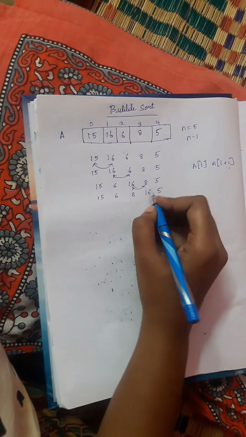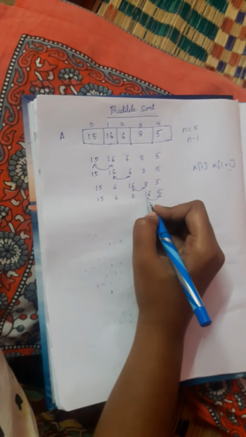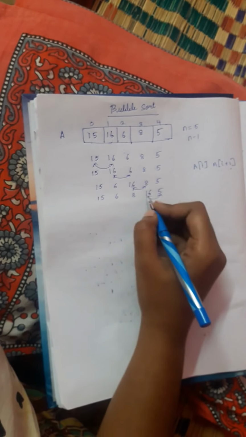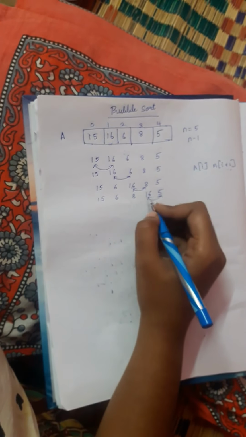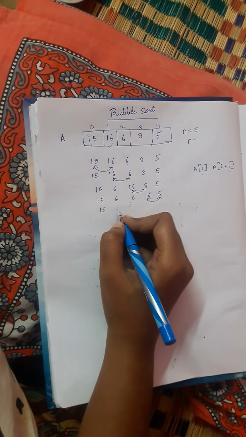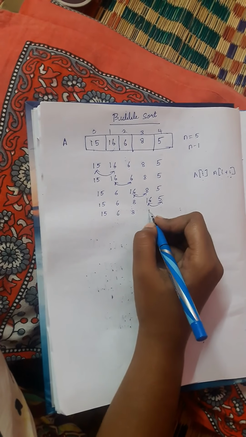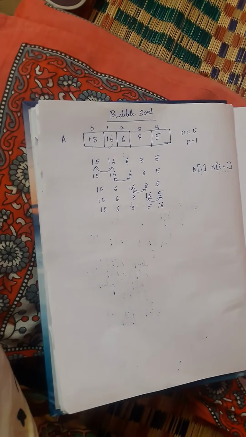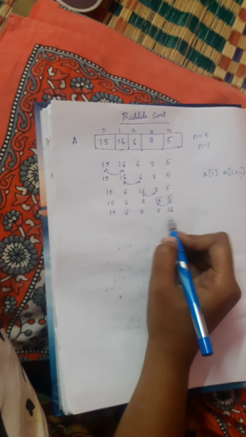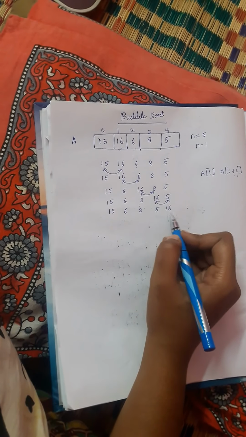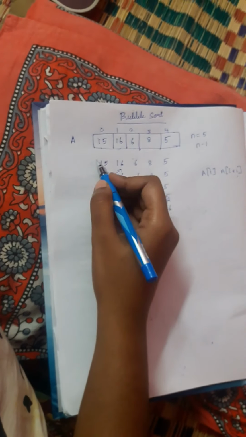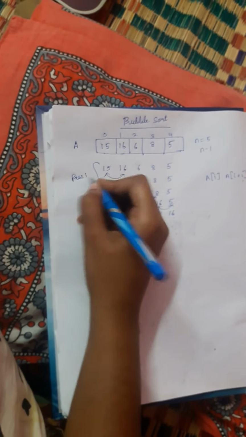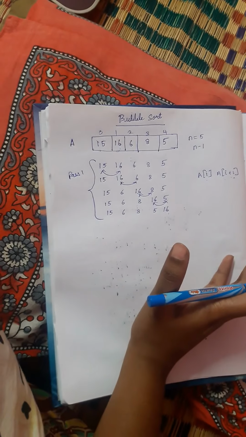In the next step, again I will compare the next two elements. Here I am comparing 16 and 5. Here 5 is smaller than 16, so I am going to swap these two elements: 15, 6, 8, 5 and 16. Now we have reached the end of the array, the end of the shifting process. This set of elements we will call pass 1.